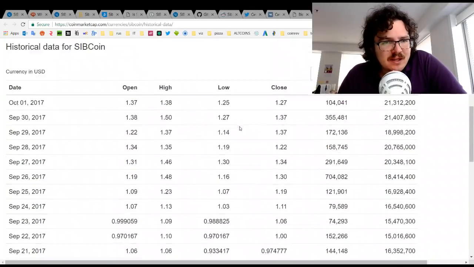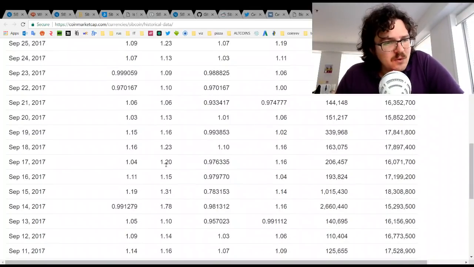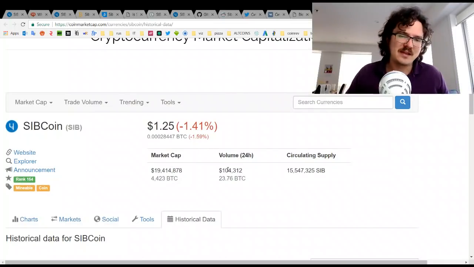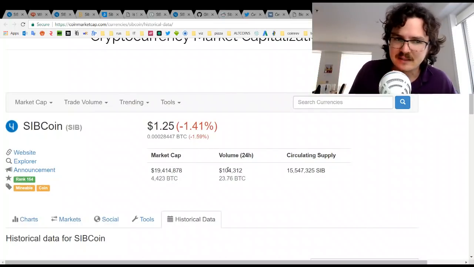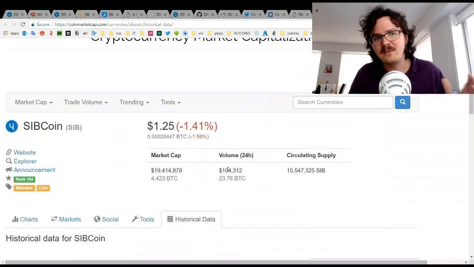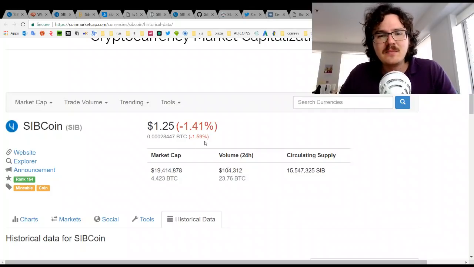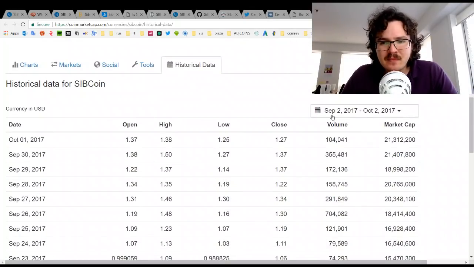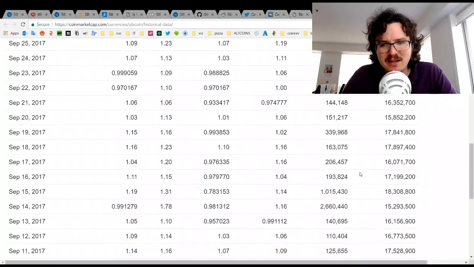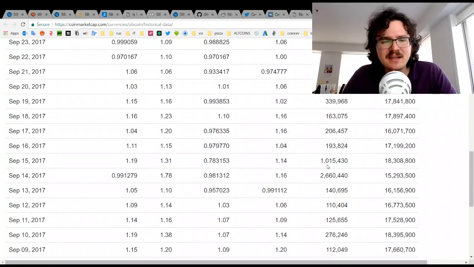This I thought was quite interesting here, historical data for Sibcoin. Now we've seen currently the volume is at $104,000, which is abysmally low. That is something that says to me, why? Why is it so low? But look, that is just on today. Even as much as a few days ago, we had what, $700,000 volume, which I know is not massive by any means, but we have had a few $1 million days.